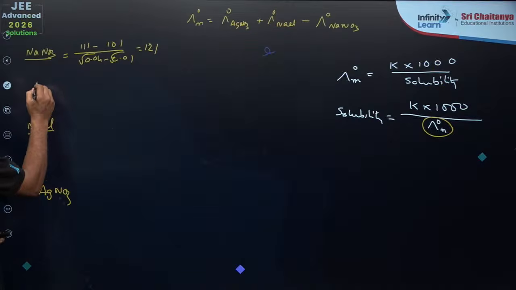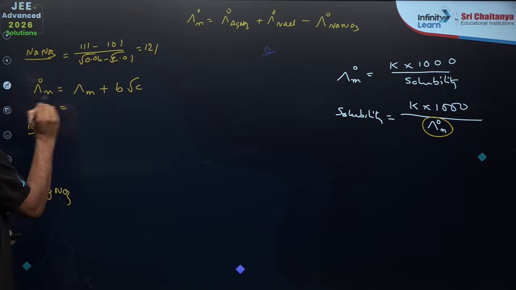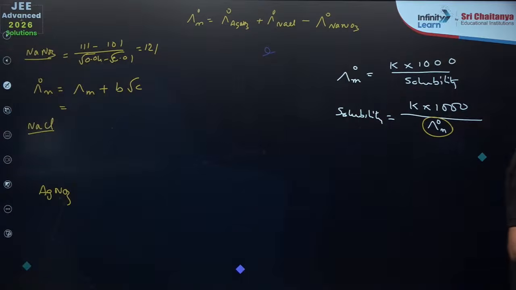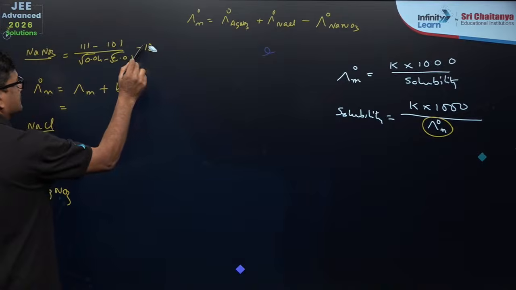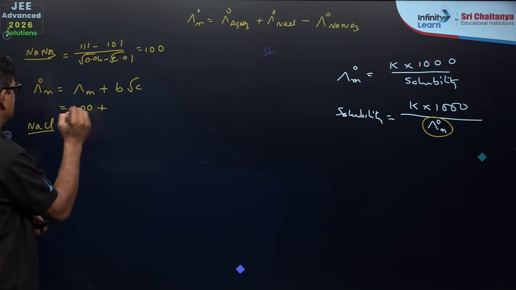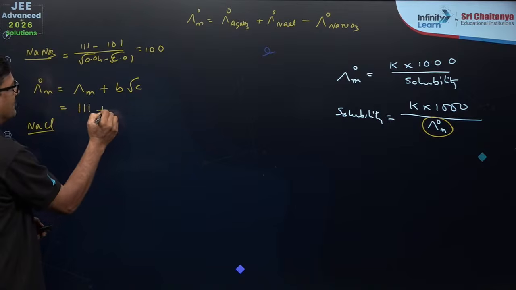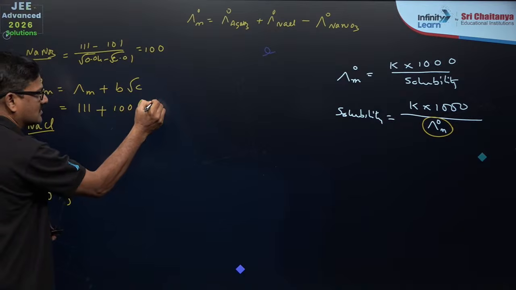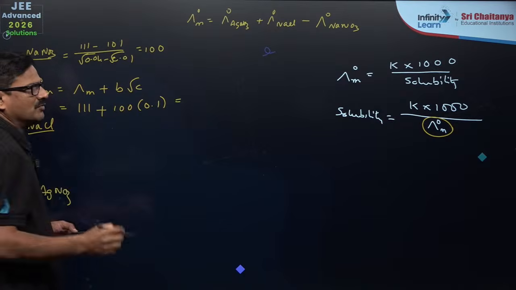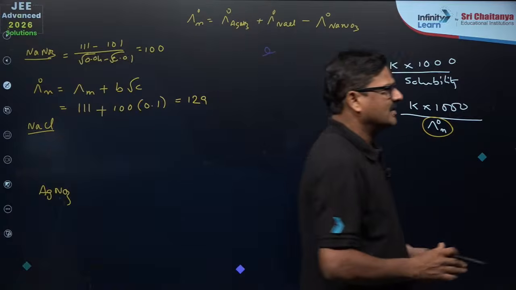So limiting molar conductance, you can take it here, molar conductance plus B root C. It is going to be 100, and the molar conductance you got is 111 plus 100 into its concentration 0.1. On doing so, you will be getting the value as 129. Similarly, for the others you can calculate, it is 121.